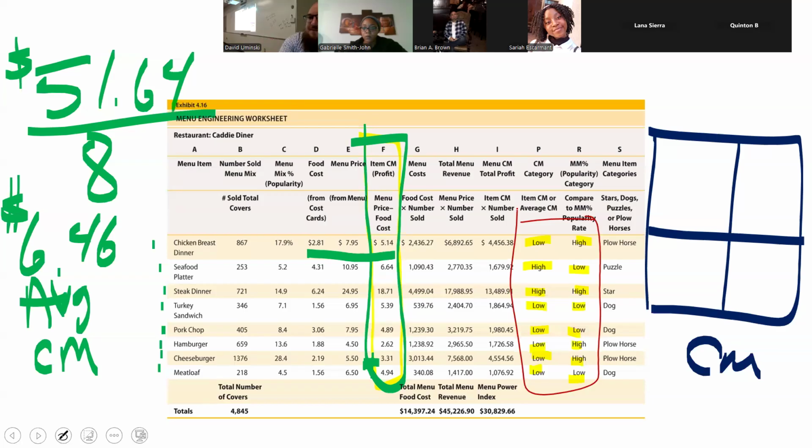Let's go with high. So high is my star, and that is my steak. So my steak is my star. Are there any other highs? Nope, I don't see any more. The next one is low. So I see 3 low lows. So I've got turkey, pork chop, and meatloaf.